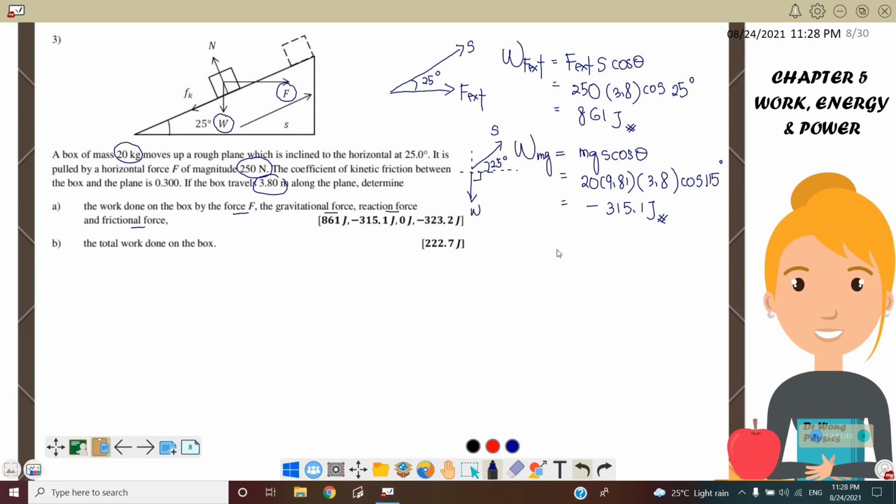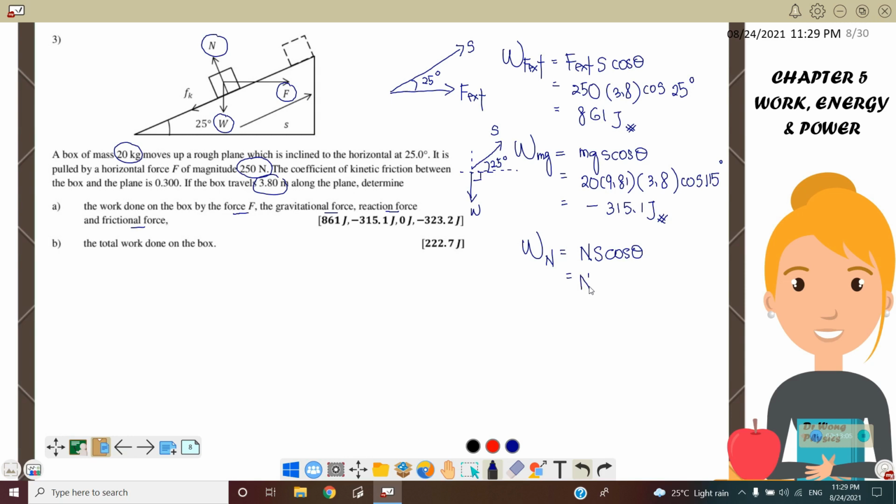Okay, next one is the work done on the reaction force. By reaction force, we are referring to the normal force. So work done by normal force is equal to normal force times displacement times cos theta. The normal force here we don't know, but we can find it.